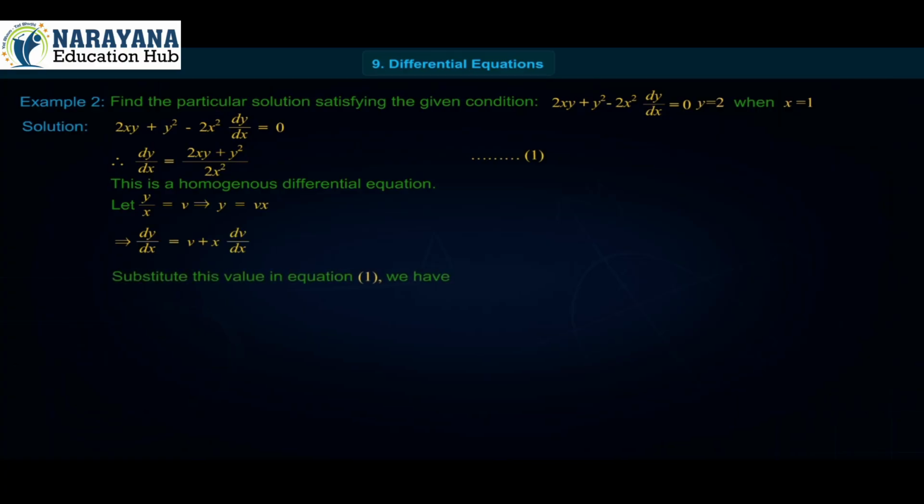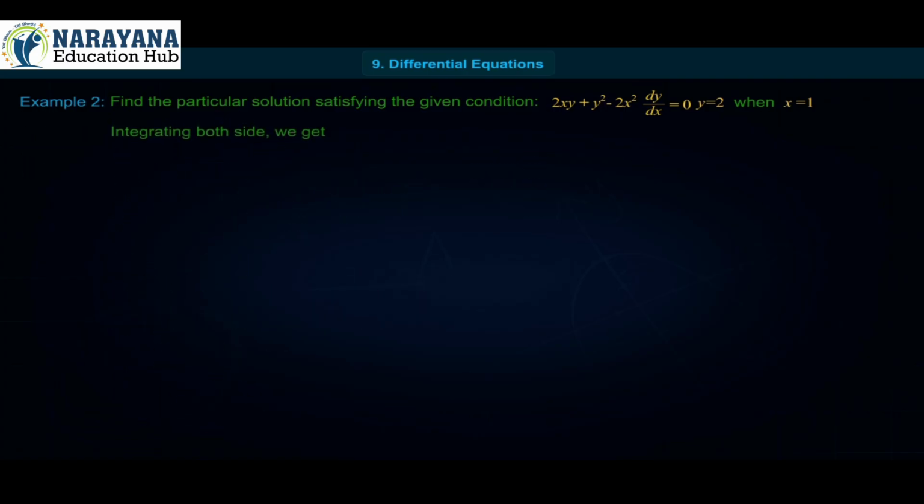Substitute this value in equation 1. We have v plus x into dv by dx is equal to 2xv plus x square v square upon 2x square. Therefore, x into dv by dx is equal to 2v plus v square upon 2 minus v. Therefore, 2 upon v square dv is equal to dx by x.